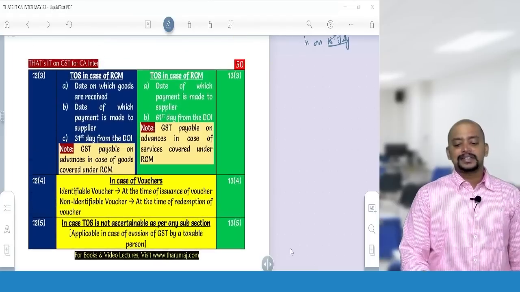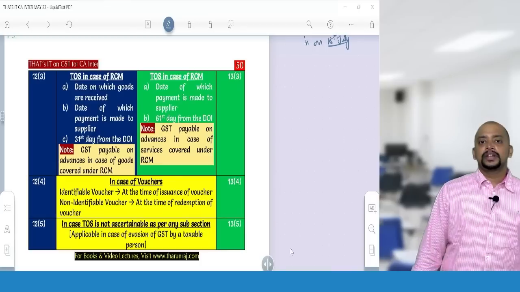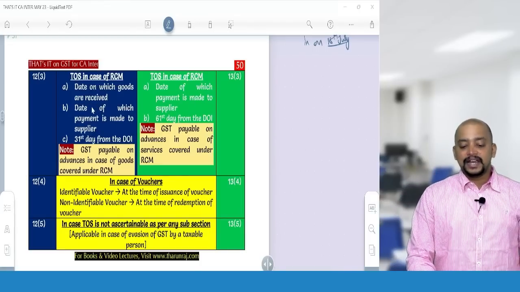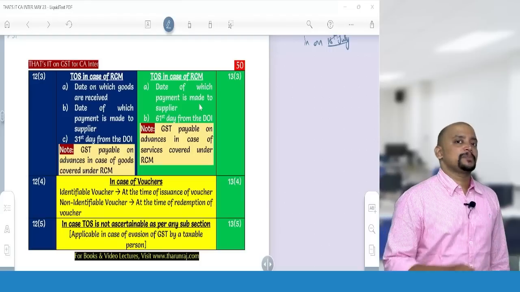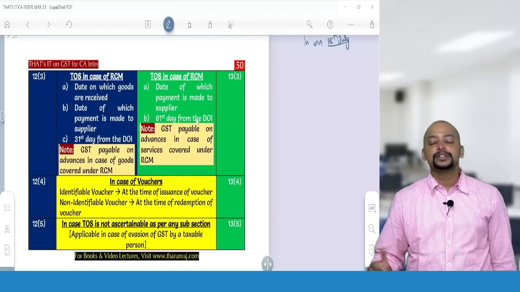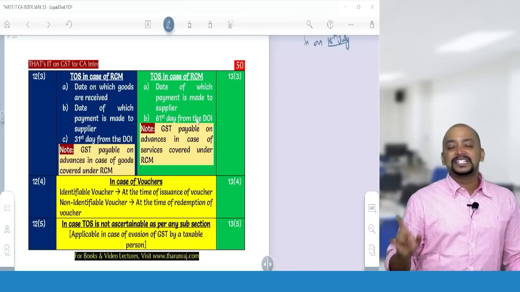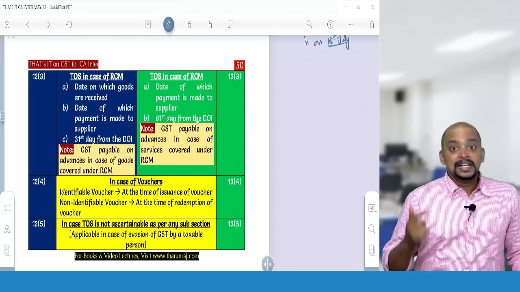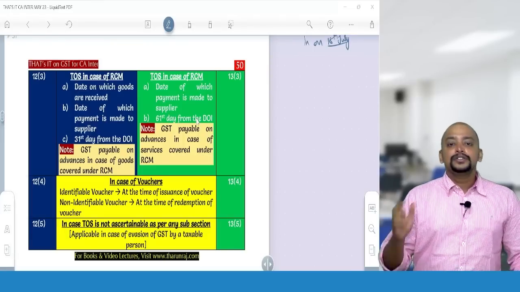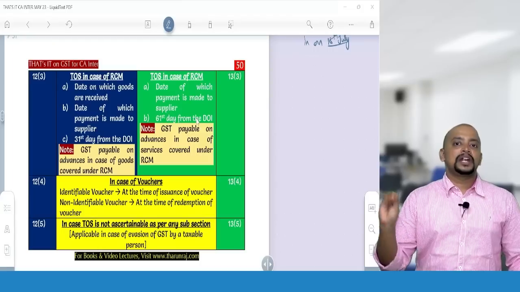Then in case of RCM, 13 subsection 3, services RCM, we don't have the first point, that is, in case of goods RCM, the date of receipt of goods. But the second point is there, the date on which payment is made to supplier, and the third point, instead of 31st day, is given as 61st day from the date of invoice. So for services RCM, the time of supply will be the date on which payment is made to supplier or the 61st day from the date of invoice, whichever is earlier. Here also, as date of payment is one of the dates, GST is payable on advances, yes. Therefore, except in case of goods under FCM, in all other cases, GST is payable on advances.